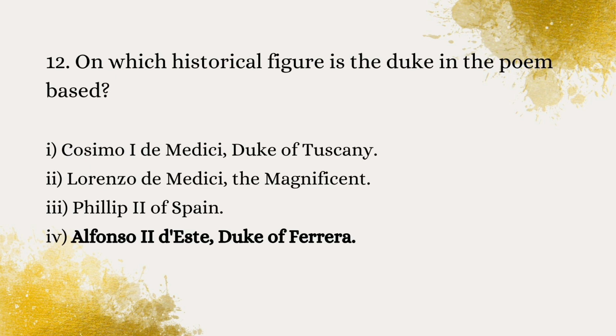Next question. On which historical figure is the Duke in the poem based? The options are first, Cosimo I de' Medici, Duke of Tuscany, second, Lorenzo de' Medici the Magnificent, third, Philip II of Spain, and fourth, Alfonso II d'Este, Duke of Ferrara. The right answer is the fourth option, Alfonso II, the fifth Duke of Ferrara. The Duke of the poem is loosely based on this figure.